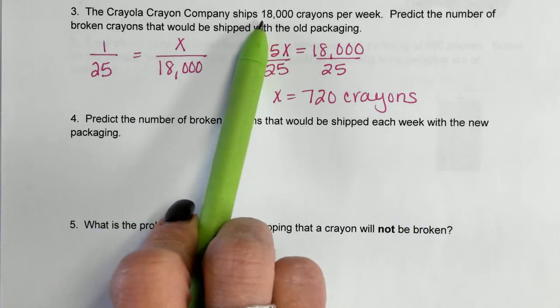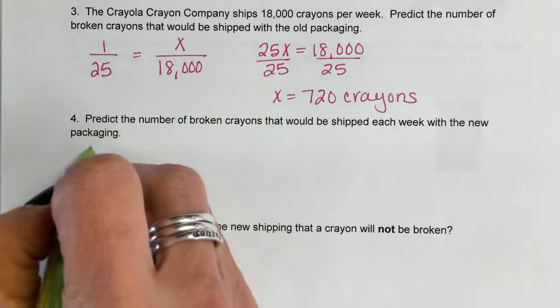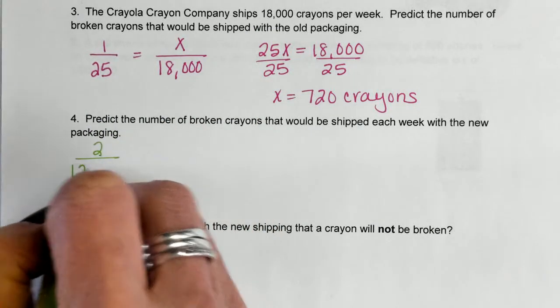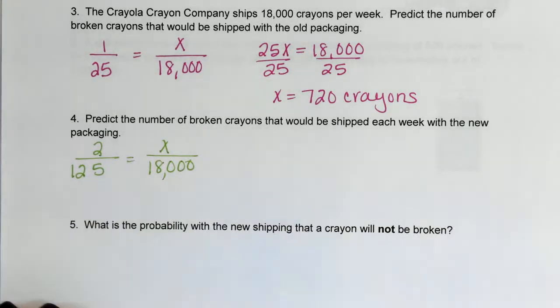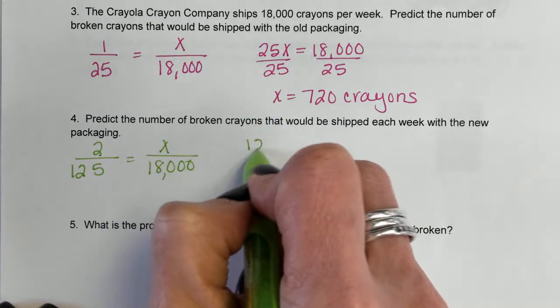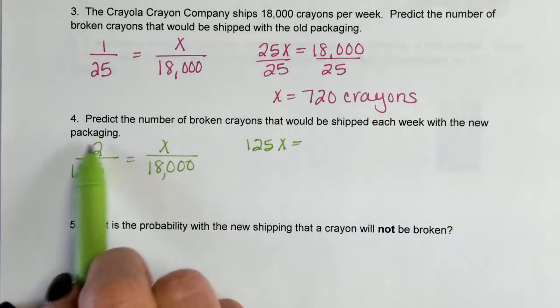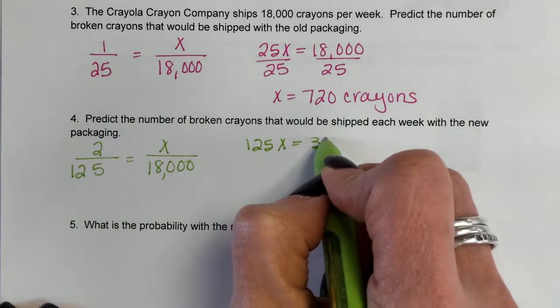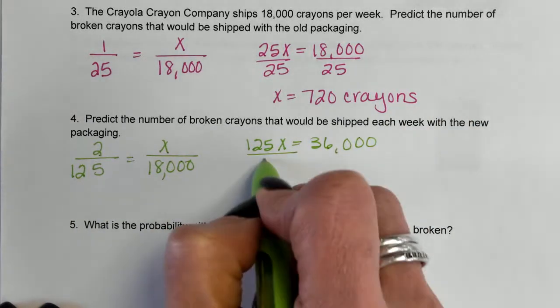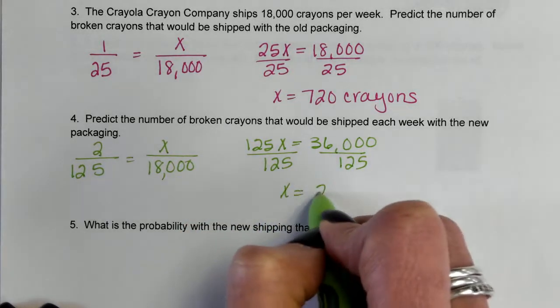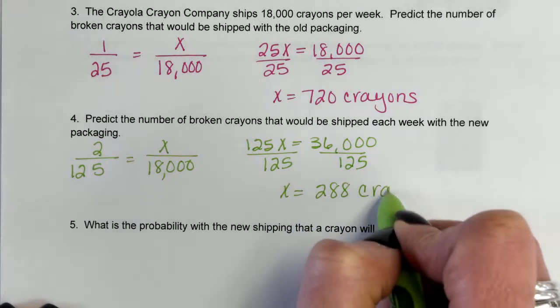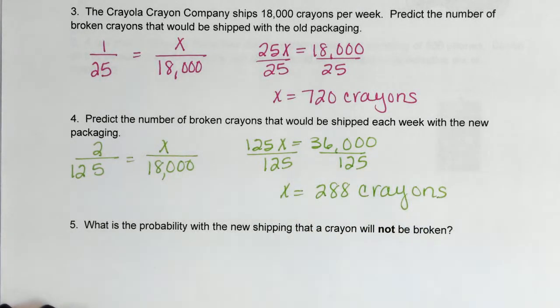So we're still going to use this 18,000, but under the new packaging, it was about 2 crayons in about 125. So how many would you expect out of 18,000? So again, we're going to cross multiply. 125 times x. And then 18,000 times 2 is 36,000. Divide by 125, and x equals 288 crayons. Okay? So again, that's more that they can sell, so that maximizes their profit, puts more money in their pocket.